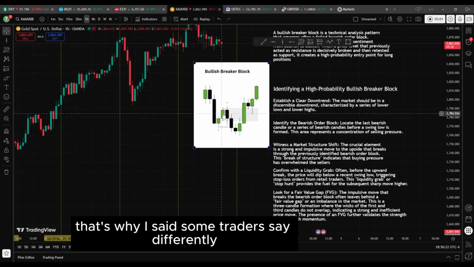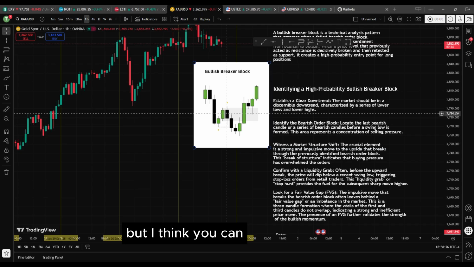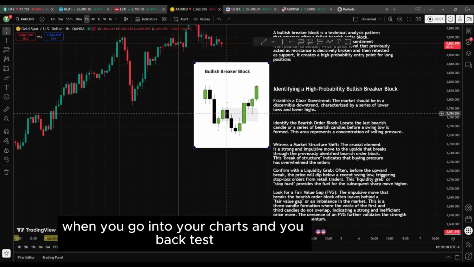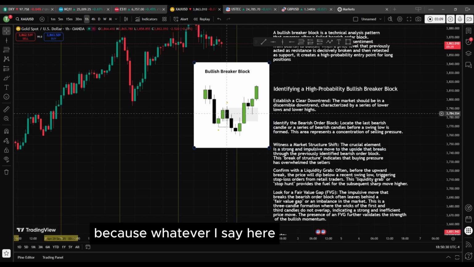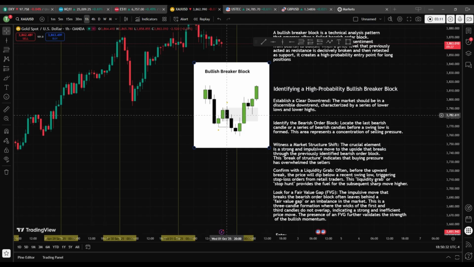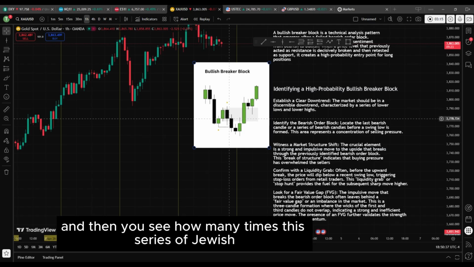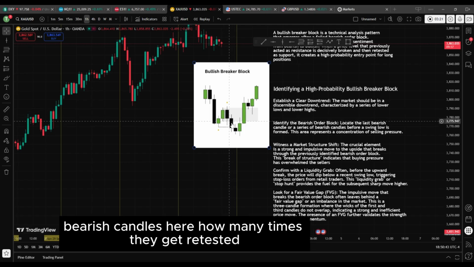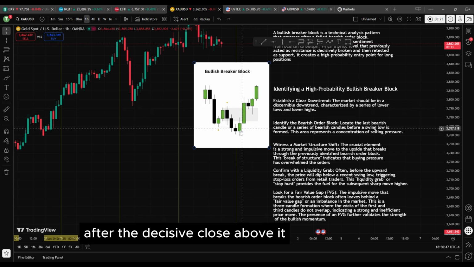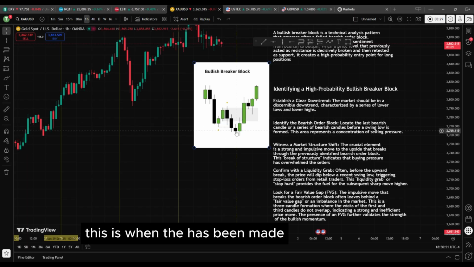That's why I said some traders say it differently, but when you go to your charts and back test, because whatever I say here would make full sense only once you back test it, you will see how many times this series of bearish candles here get retested after the momentum high, after the decisive close above it. This swing has been made.